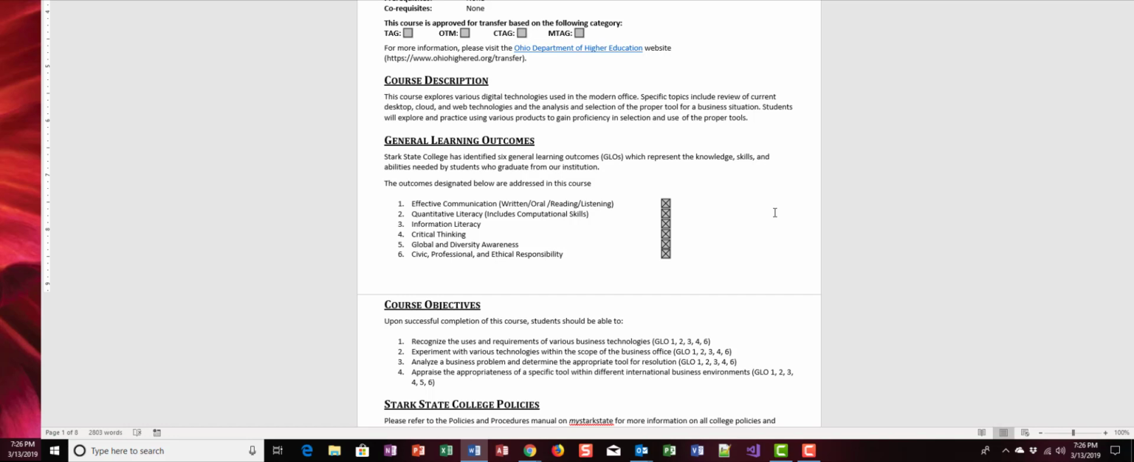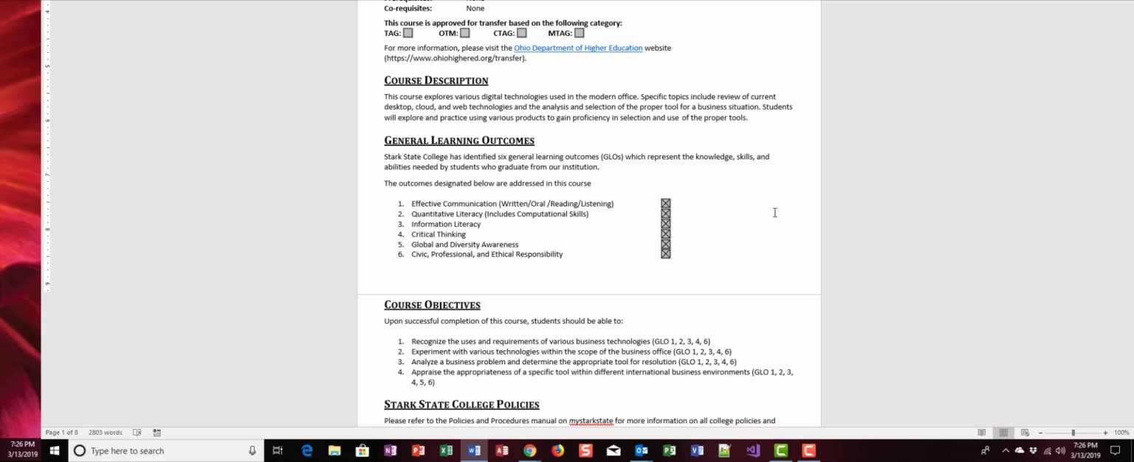The third one, information literacy, is huge. We're going to cover that pretty much every week, and everything we're going to be doing is about information literacy. And the next one, critical thinking. So pretty much what we're going to do is based on those 3 and 4 and 1. You're going to do some writing in here.